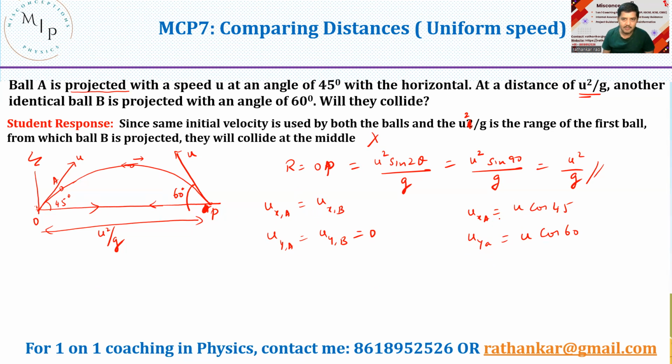Which means that ux,a equal to u cos 45, multiplied by a given time, will be at some distance, and the other could be at some other distance, somewhere over here. Because the angle is much larger, 60 degrees, it would definitely go much farther, and hence the balls will not collide. So there's not much mathematics over here. The only thing is you should know how to logically express this.